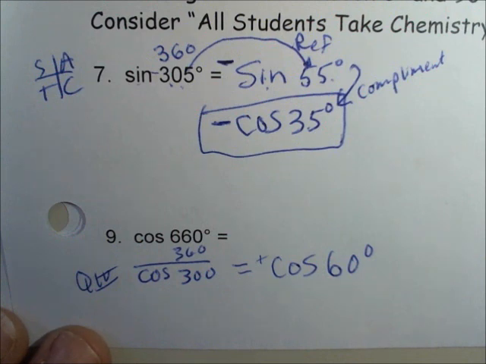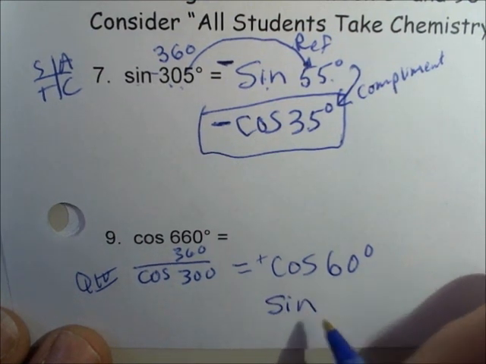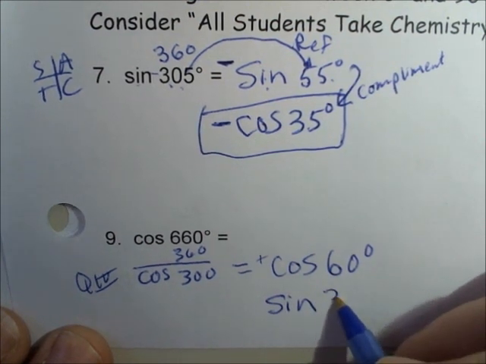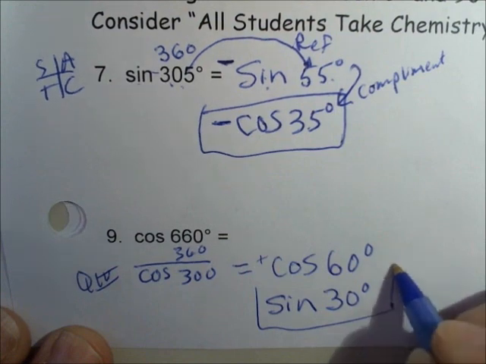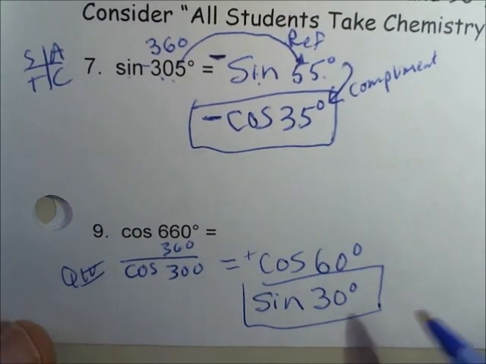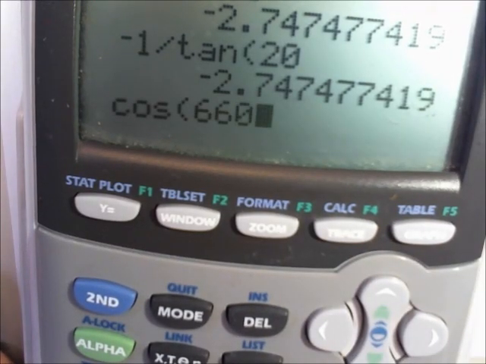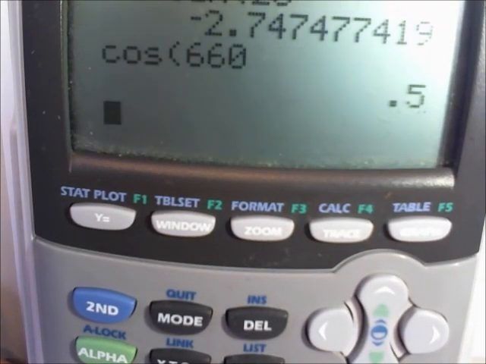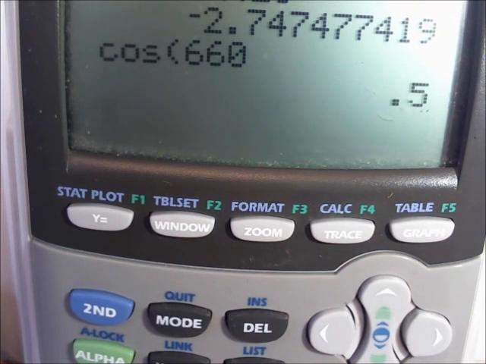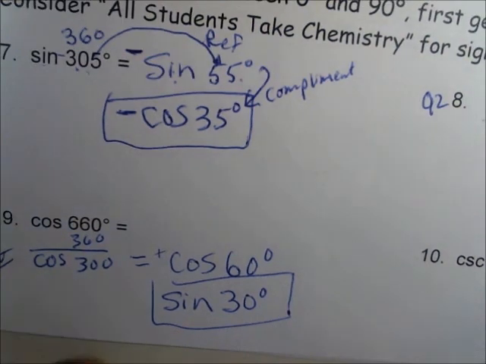And now what we're going to do is we're going to change cosine into sine and change 60 into 30. So sine of 30 would be the final answer for that. The cosine of 660 should be the sine of 30. Let's see. Cosine of 660. Yep, that's a half. Same thing as the sine of 30. We know that's a half. So there's a couple of things.